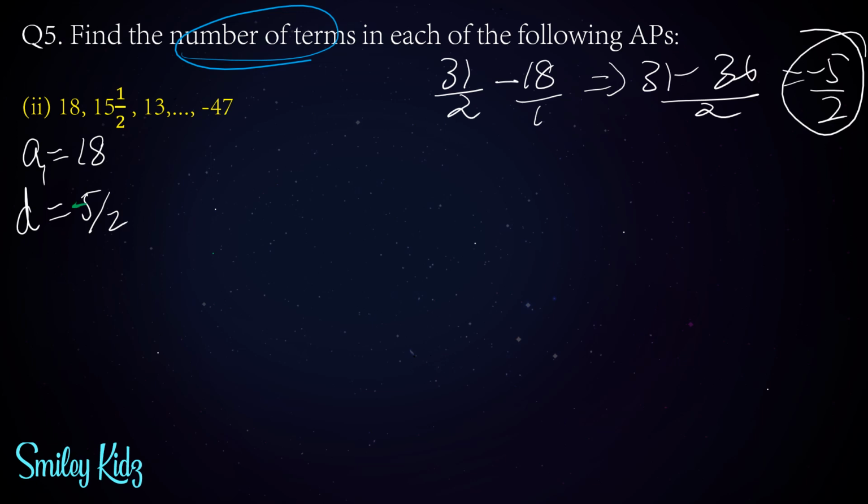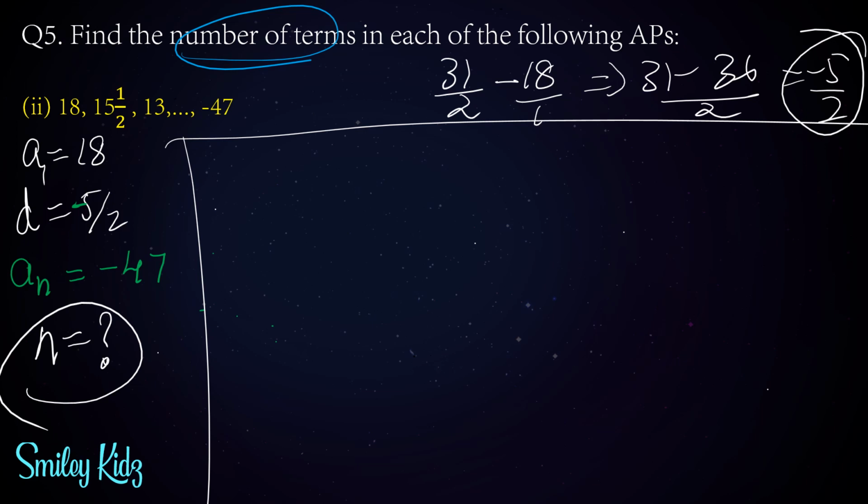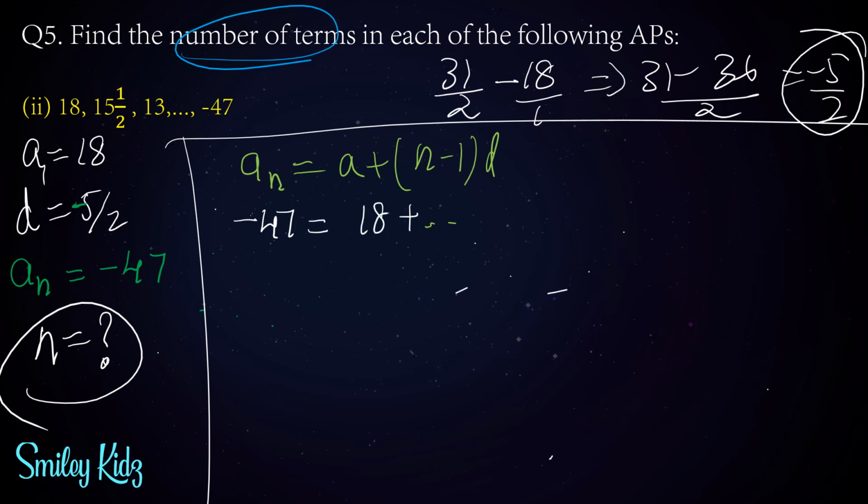Then, what is AN? AN is equal to minus 47. That is the last term. And what are we going to find out over here? It is the value of N. That is what we're going to find out. That is the number of terms. Now simply put them in the equation. We have AN is equal to A plus N minus 1 into D. That's going to be minus 47 is equal to 18 plus N minus 1 into minus 5 upon 2.